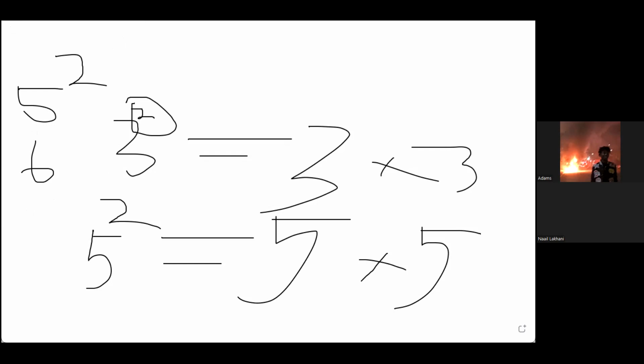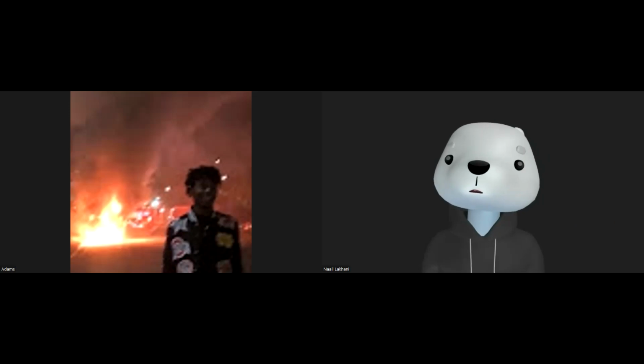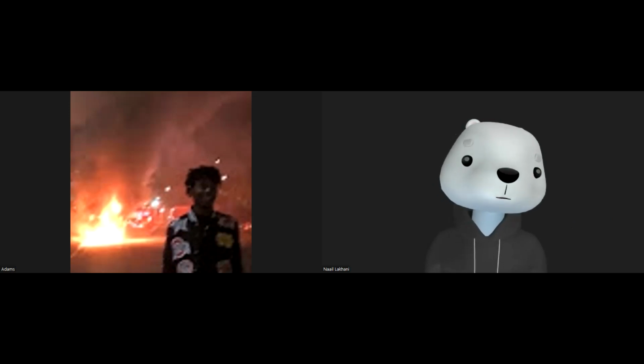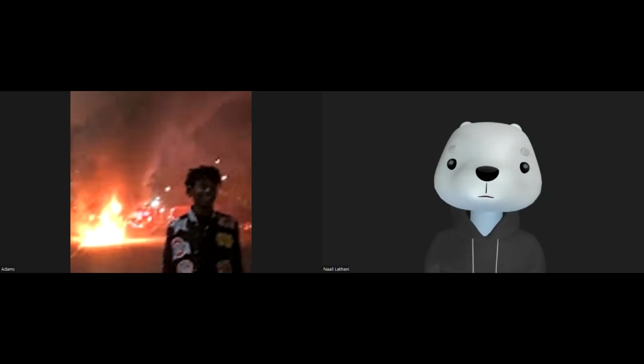Now I can explain further. Okay, first let me just tell you guys what squaring is. Squaring just means multiplying a number by itself. So for example, 3 squared is 3 times 3, which in this case is 9.